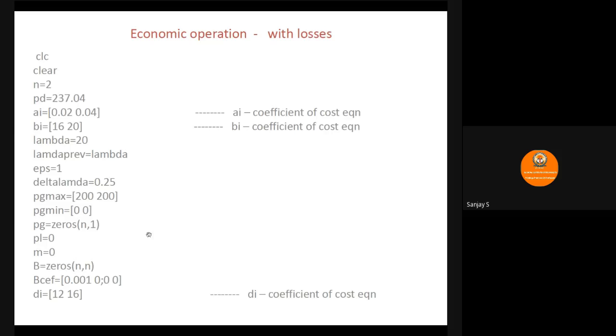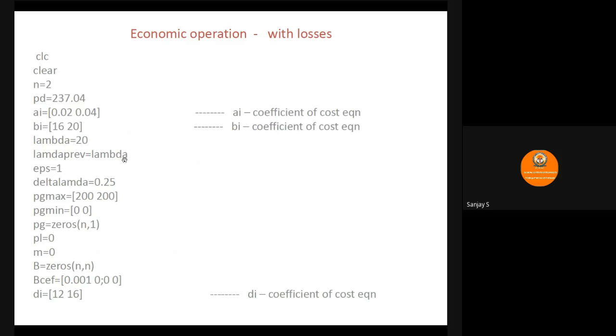Next we'll go to economic operation with losses. Now again, as usual, CLC instruction, clear instruction, again taken for a particular case. N is equal to 2, two plants are there. PD here is different for this problem. Demand happens to be 237.04 megawatt. A and B are defined, A1, A2, B1, B2 from the problem, coefficients of cost equation. Initialized or assumed value of lambda is 20.